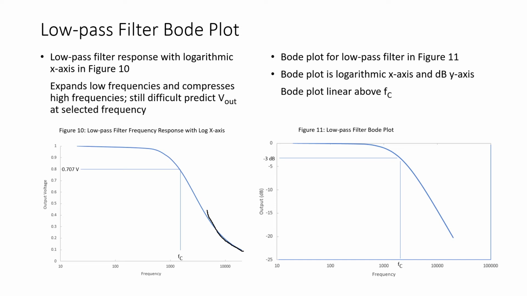With the Bode plot, the x-axis is plotted on a linear scale, as we saw in figure 10. However, the y-axis is expressed in decibels. And you recall, of course, that the decibel is a logarithmic relationship. So by plotting the response of this low pass filter using the Bode plot, note how much more linear the response of this filter is from around 5 kHz up to 20 kHz. And with this improved linearity, it makes it much easier to predict the output voltage at a particular frequency.